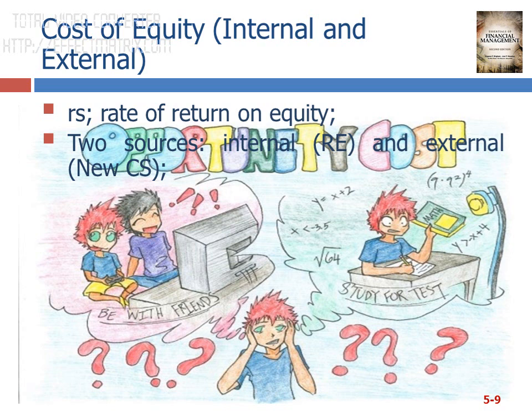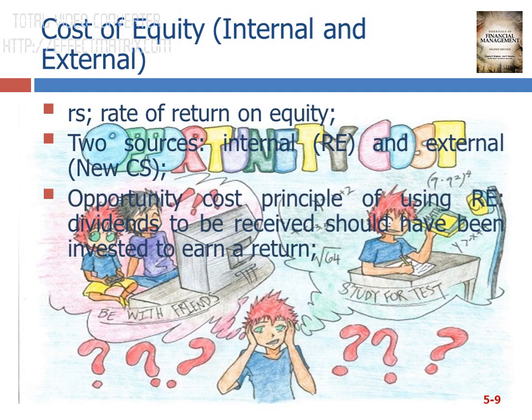It is quite clear why there's a cost when you issue new common stock, because you need to pay dividends to new shareholders, although it's not required. So you pay dividends to new shareholders. But if you use retained earnings as a source of funds, why is there a cost? The answer is the opportunity cost principle.